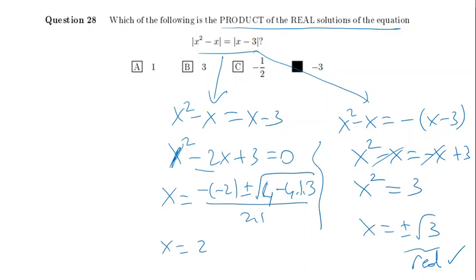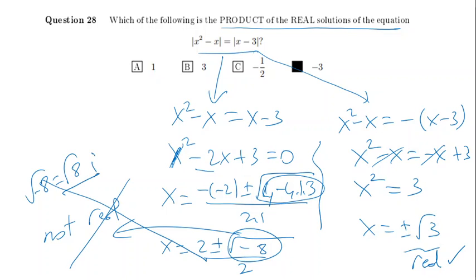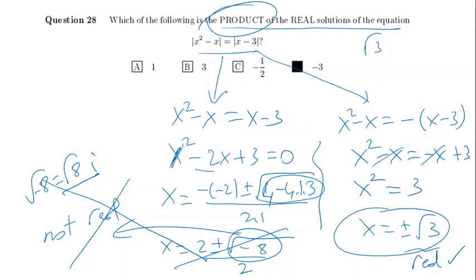So it will be 2 plus or minus the square root of minus 8 divided by 2. As you see, this is not real. It's not a real number. This is a complex number. If you try to solve it, you get i. So this is not what we want. So the only real solutions are square root 3 and minus square root 3. And when you multiply them, it says product. Product means multiply. It will give you negative 3.